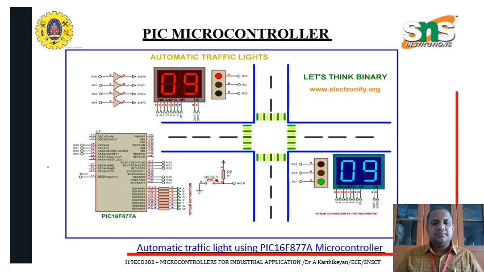And this is another main real-time application: automatic light control, that is traffic light control using the PIC microcontroller. We are using the PIC 16F877A program here, and we have a four-way track. So these are the electronic signals we can use, and how we can use the signals here. These are other methodologies of the PIC microcontroller.